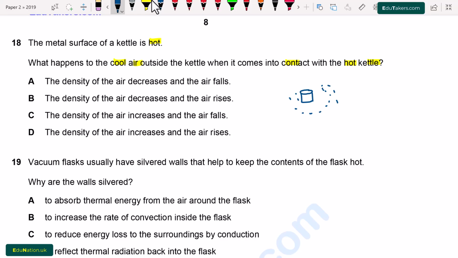When both of these come in contact, first of all, the heat transfers from inside of this kettle to outside, due to which there is a change in temperature. When the temperature changes, then the density also changes. So here the density of the air decreases, and when the density of air decreases, it rises up. Option A, the density of the air decreases and the air falls. This is incorrect because here the air falls. The density of the air decreases and the air rises. Option B is correct.